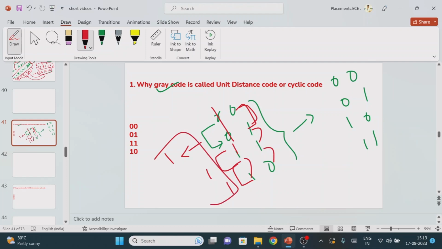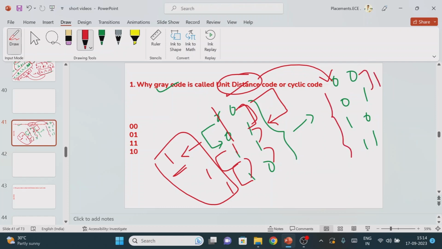So what is the meaning of unit distance code? It means if you compare one number with another number and they differ by only one bit position, then it is called a unit distance code. Using this, we send the information and receive it at the receiver. If all obey the one-bit rule, then the received code is correct. If not, then the received code has some error.